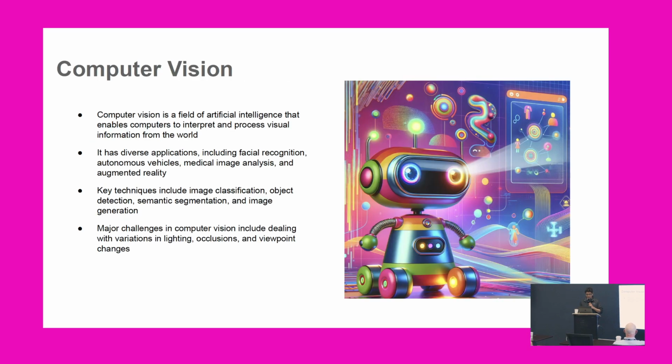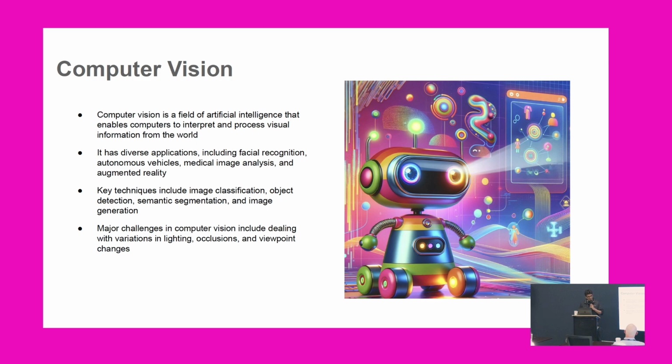I know some people had mentioned that they're familiar with computer vision. Just to recap for anybody who's not, it's a field of AI that enables computers to interpret and process visual information from the world. So, for example, robot vision, the way that self-driving cars negotiate their environment, medical image analysis, and augmented reality through the several Meta glasses and other new augmented reality devices that are coming out are all incorporating computer vision models. So there are a lot of key areas and techniques that are part of the computer vision landscape.